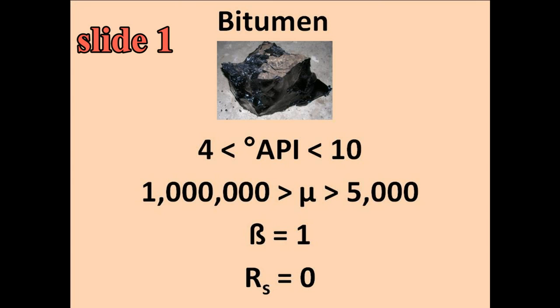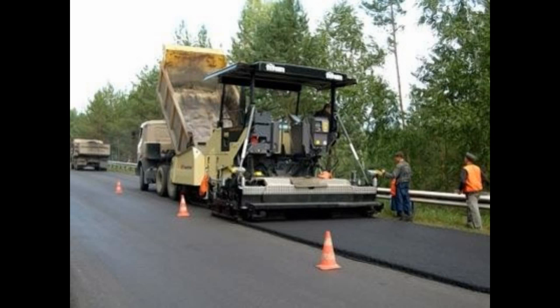We also see that bitumen's viscosity, or mu, is very high. This means that its flow rate is very resistive and probably won't flow without heat or other chemicals being applied. Both beta at 1 and RS at 0 indicate there is no solution gas. Bitumen, as you might guess, is used mostly in highway construction.